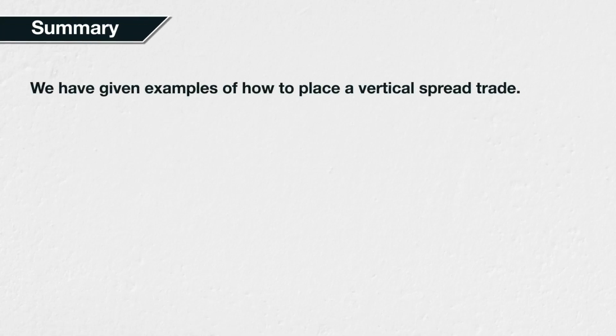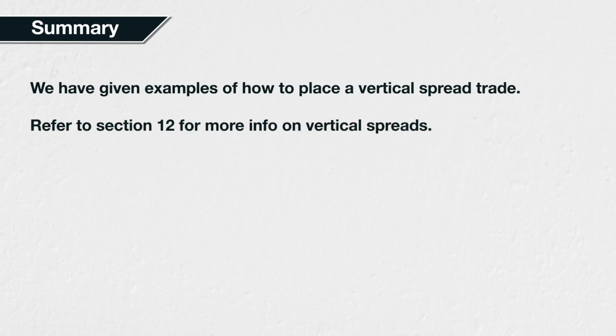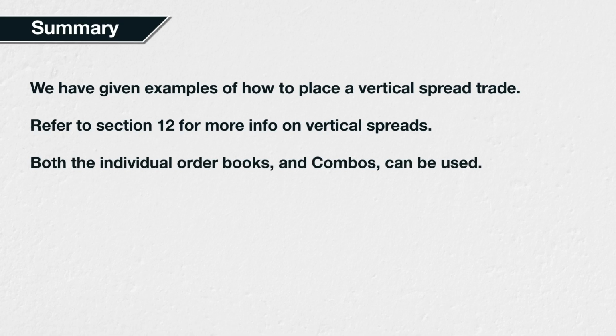In this lecture, we have seen 4 practical examples of executing a vertical spread on the Deribit platform. For more detailed information on vertical spreads as an option structure, refer back to section 12 of this course. We have used both the individual order books and the combos for our examples.